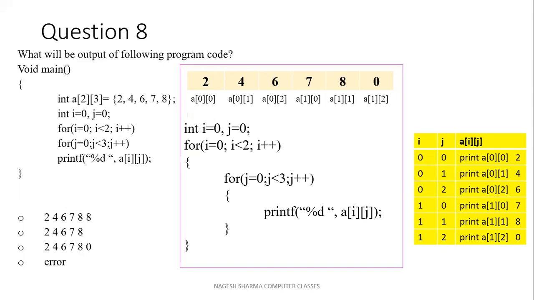So when i is 0, j is 0, it will print a[0][0], that is 2. And similarly, it will print 4, 6, 7, 8, 0 in the next iterations. So the correct answer is 2, 4, 6, 7, 8, 0.